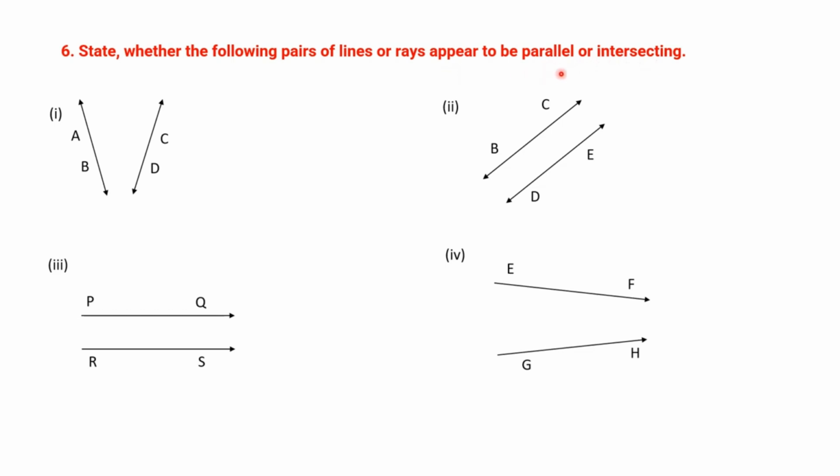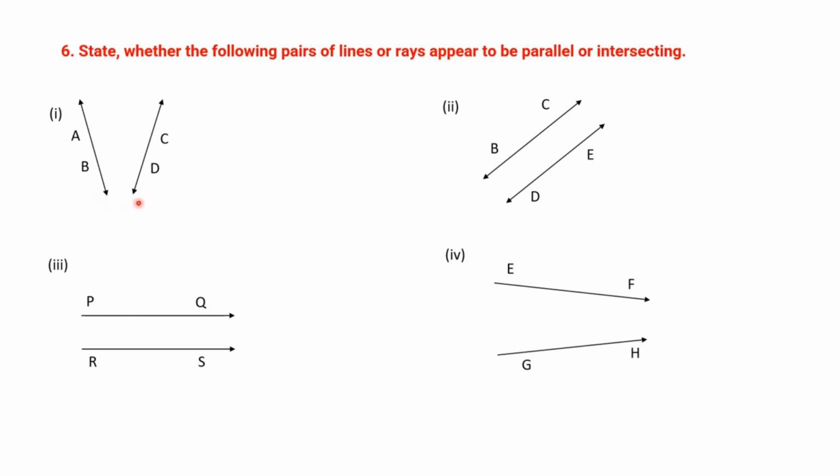So what are parallel lines? Two lines that will never meet. How much ever you extend them, they will never meet. And what are intersecting lines? Intersecting lines are two lines that will meet at a point. So we've been given four sets of lines here and the pairs are there. We're going to see whether they are parallel or intersecting.